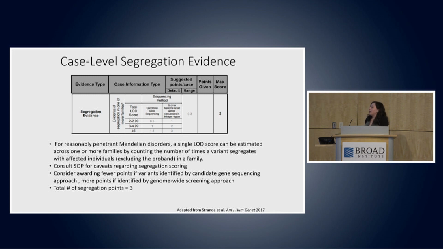But essentially, we will calculate a quick and dirty LOD score. We'll sum them across all of the families. We'll consider what types of sequencing were done. So if it was candidate gene sequencing and they really haven't looked at any other gene at all in this patient, you would receive less score for the segregation. It's less convincing. Whereas if a person has been fully investigated, so either an exome or genome, or if they did linkage analysis and sequenced all the genes in the linkage region, you can be a little bit more convinced that the segregations are meaningful. So we can give a little bit more points in that case. The total number of segregation points that you can award is 3 points at this point.